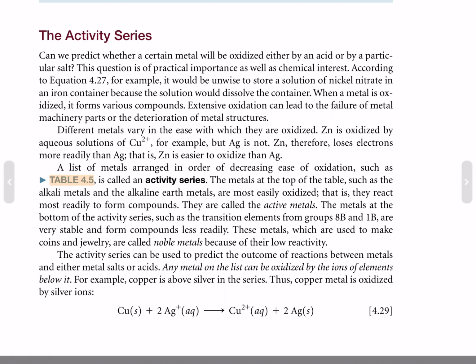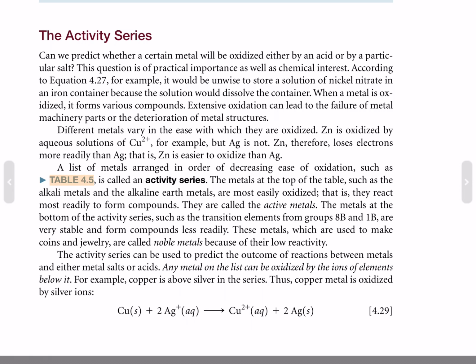When a metal is oxidized, it forms various compounds. Extensive oxidation can lead to the failure of metal machinery parts or the deterioration of metal structures. Different metals vary in the ease to which they are oxidized. Zinc is oxidized by aqueous solutions of copper 2 ion, for example, but silver is not. Zinc therefore loses electrons more readily than silver, that is, zinc is easier to oxidize than silver.